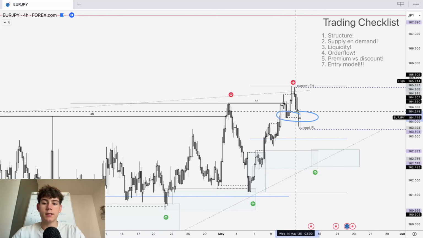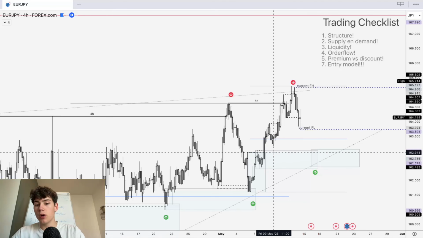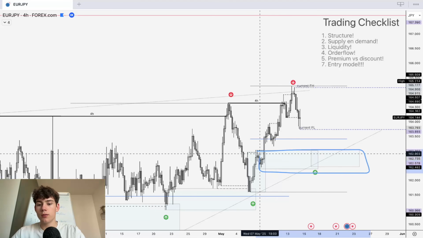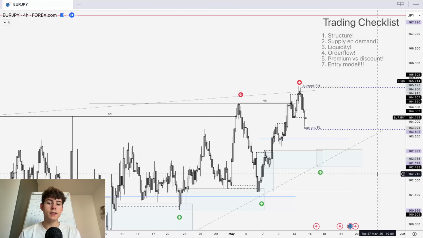So after breaking this, then we had supply in order to trade down lower. Towards what? Towards an open demand zone. So again, really easy. Supply and demand on every time frame has been checked off.